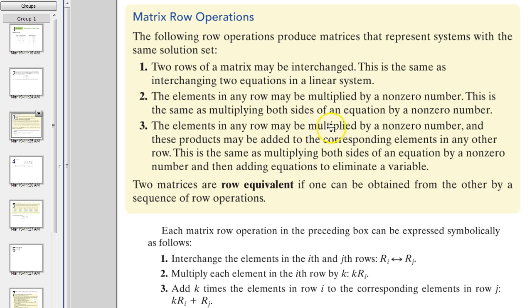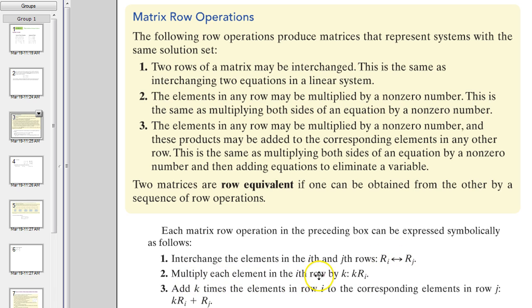And then the elements in each row can be multiplied by a number and then added to another row. So we do that again when we do the elimination method. So that's the idea. Those are the matrix operations that we're allowed to do, by a sequence of any of these events. All right, and then we see the notation to do that. To interchange the elements of the ith and jth rows, so flip-flop those rows, like row 1 and row 3, if I flip them, I would indicate it that way.